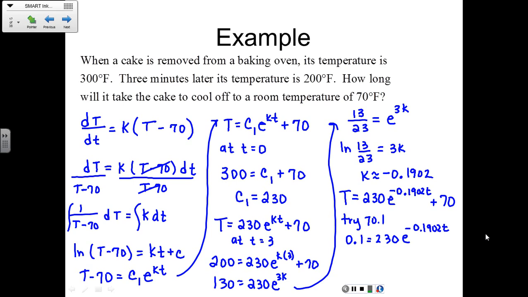If I divide that by 230, 0.1 divided by 230, then I'm going to LN it, and divide by my power. Divide by 0.1902 negative, equals. Yeah, that's real close to what I got earlier. Tell me what y'all get.